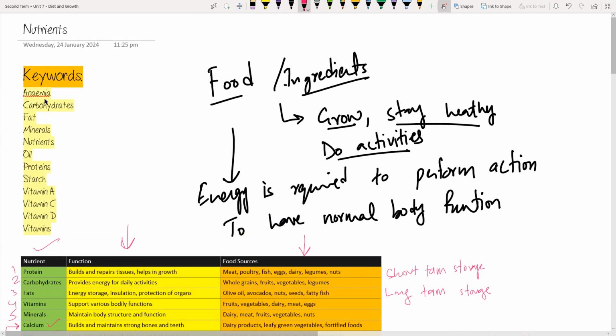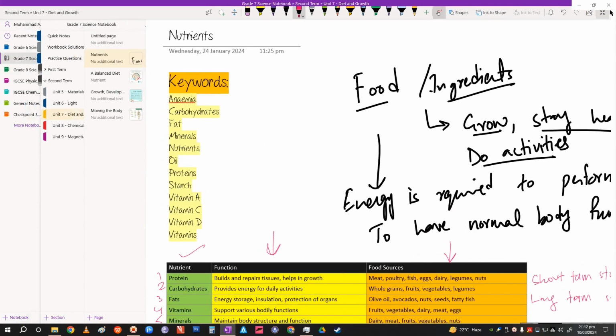One of these is anemia, so we'll come back to this in a while.